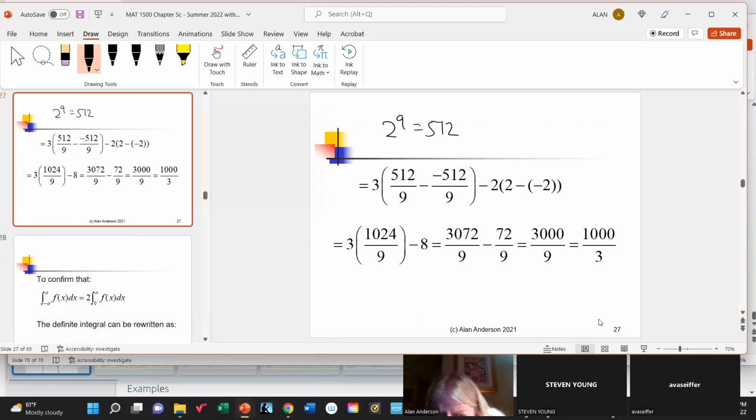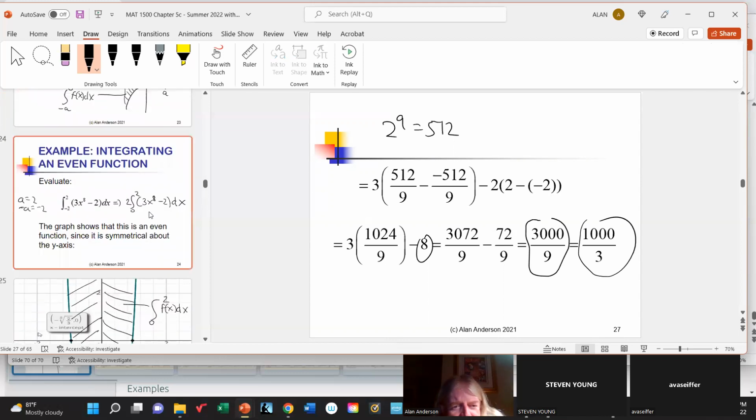So if you're careful with this thing, you've got 3 times 1024 over 9 minus 8. If you rewrite this as, actually no, just ninths. All we need is ninths. Ultimately, you end up with 3,000 over 9. And that gives us 1,000 over 3. So here we did it the normal way. If you notice, we didn't take advantage of that property.